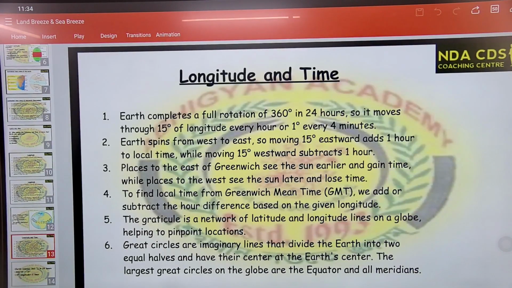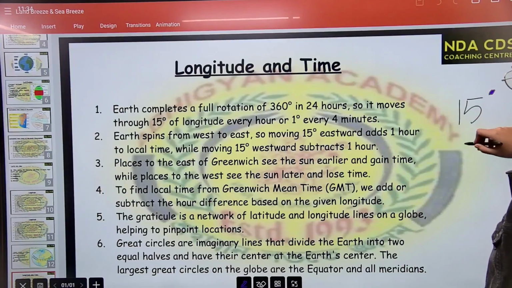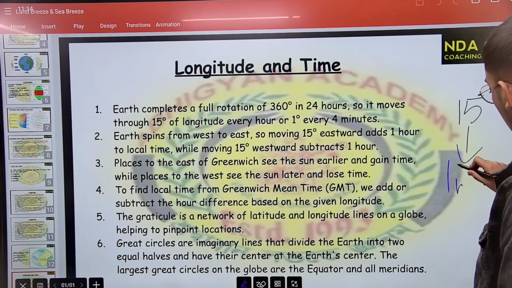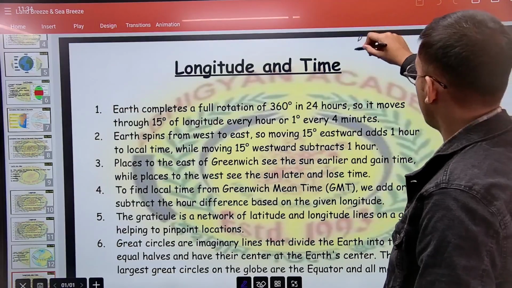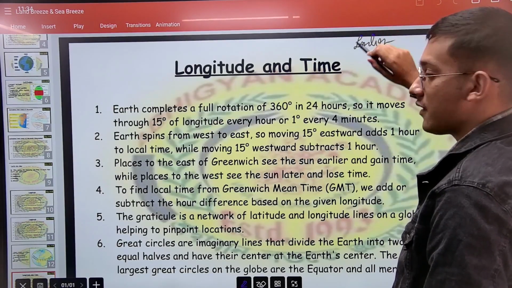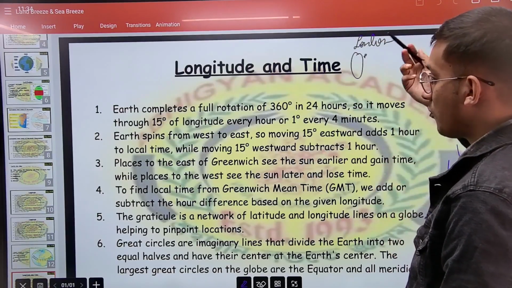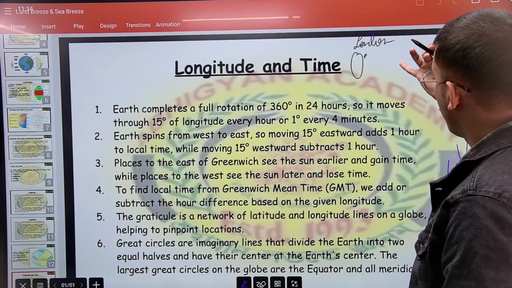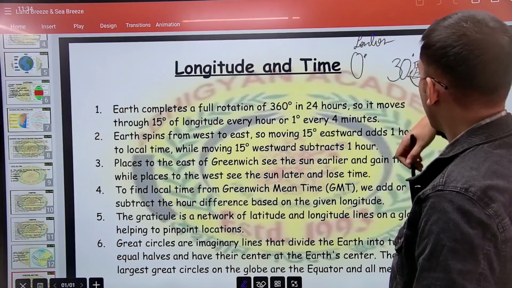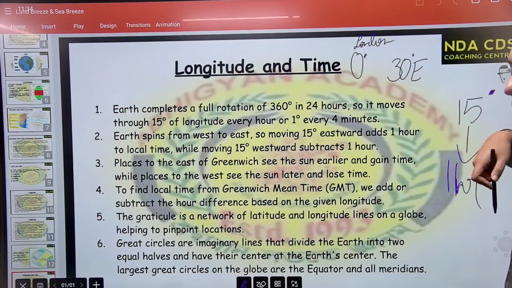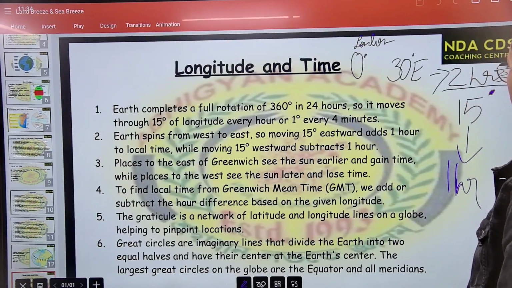Next we have longitude and time. Each 15 degrees of longitude is equal to 1 hour. So suppose we are at London, right? It's 0 degree, and then the question asks you to move 30 degrees east. How many hours have passed? It will easily be 2 hours because it's east.